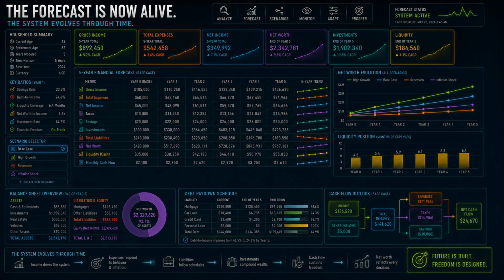This is no longer a budget. This is a predictive financial architecture. Because now we can observe future liquidity, future fragility, future optionality, future leverage, future resilience, and future net worth.